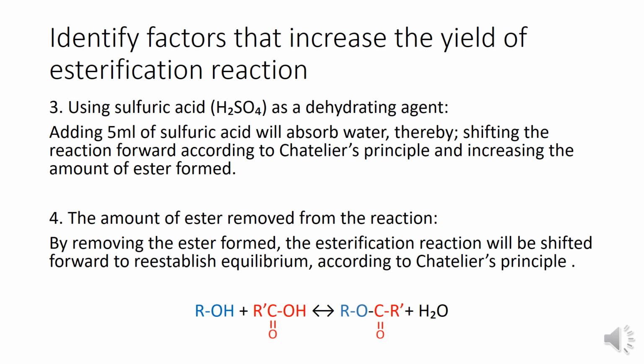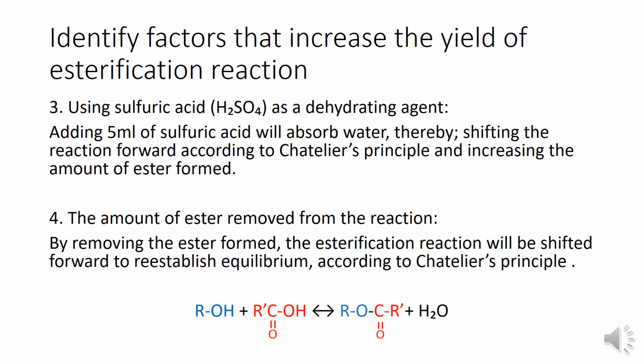Now, the third factor is using sulfuric acid as a dehydrating agent. Adding 5 milliliters of sulfuric acid will absorb water. Dehydrating agent means absorbing water, thereby shifting the reaction forward according to Le Chatelier's principle, and increasing the amount of ester formed. As a result, the percentage yield increases.